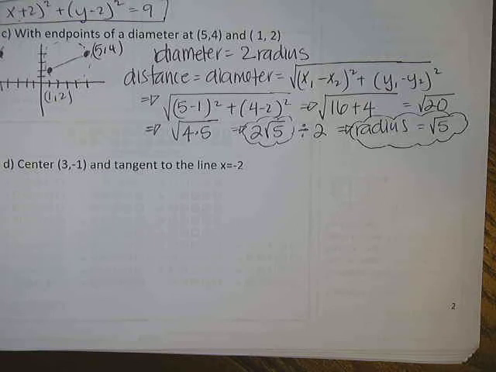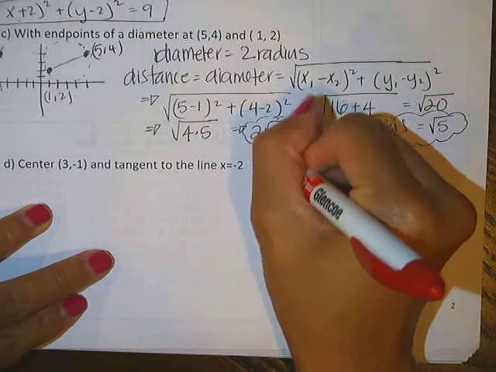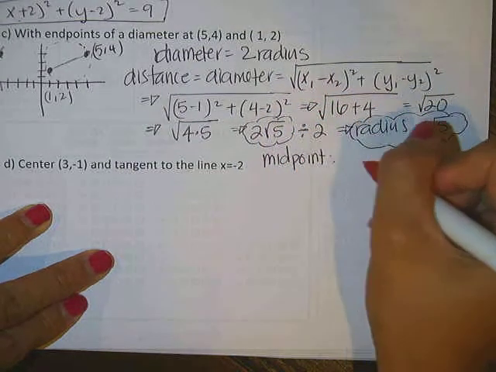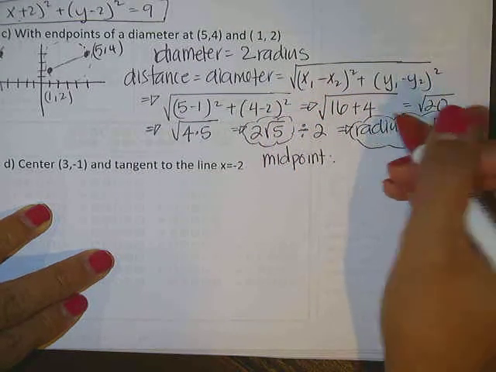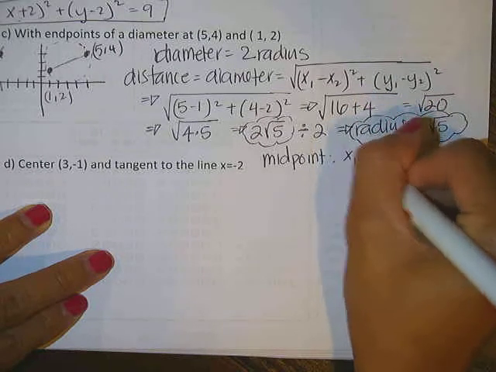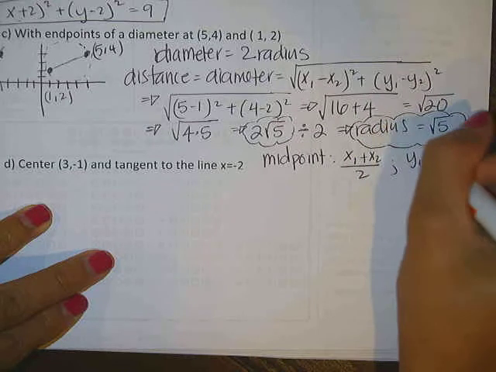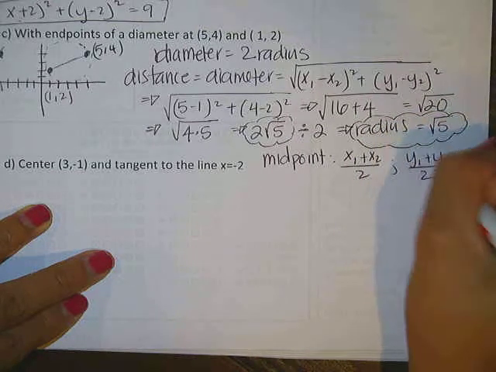You're right, I'm missing the center, okay? So you can do it two ways. You can go and find the midpoint. And the midpoint is going to be the average of the two x-coordinates, x1 plus x2, divided by 2, comma, the average of the y-coordinates, okay? So add the y's together, divide by 2.